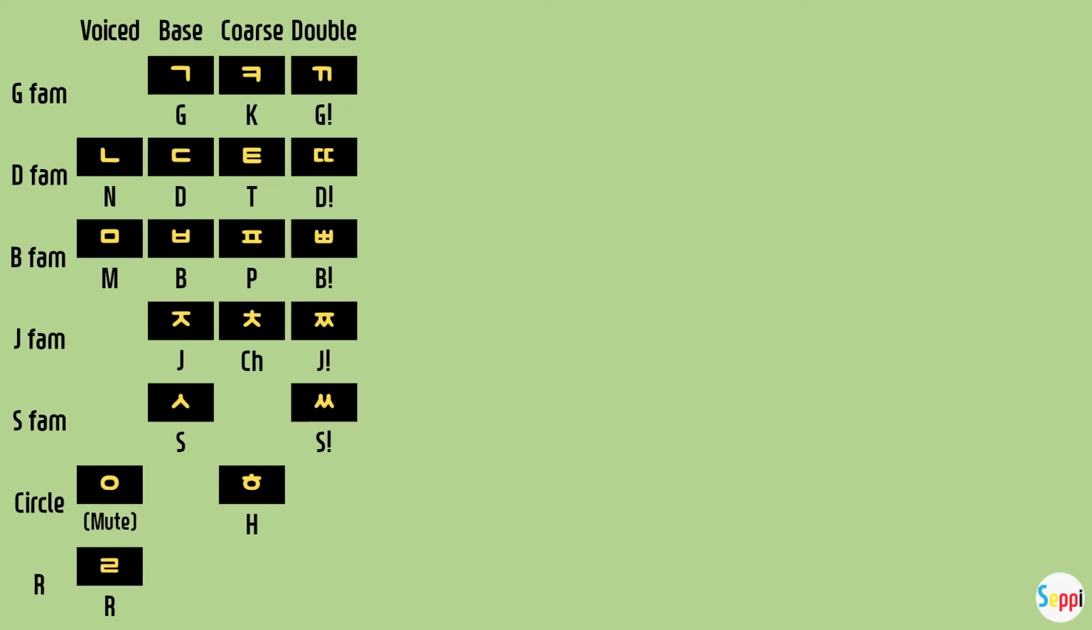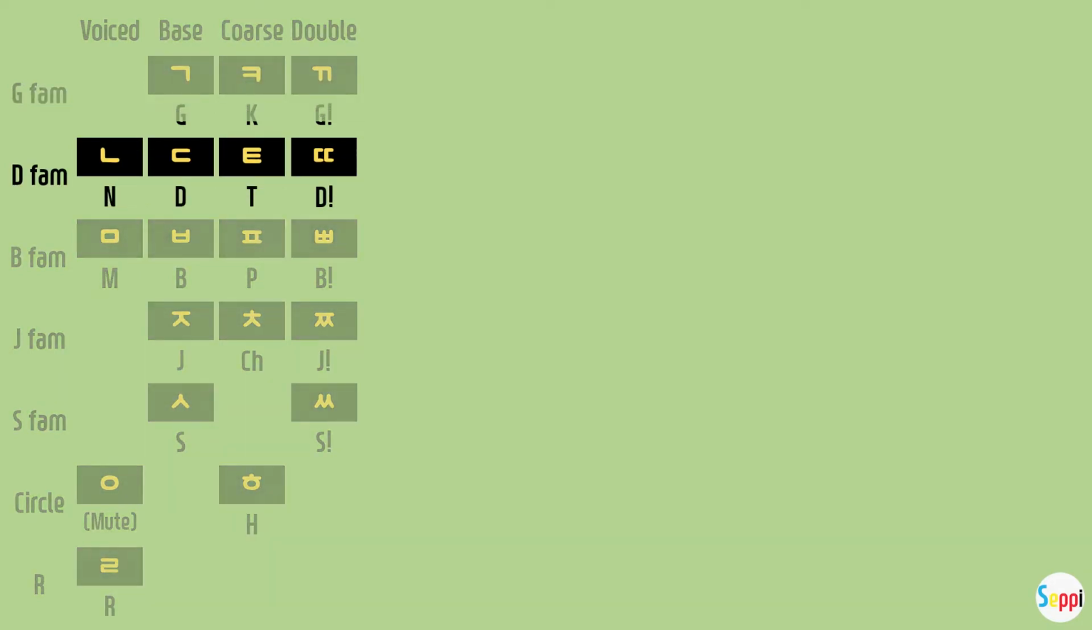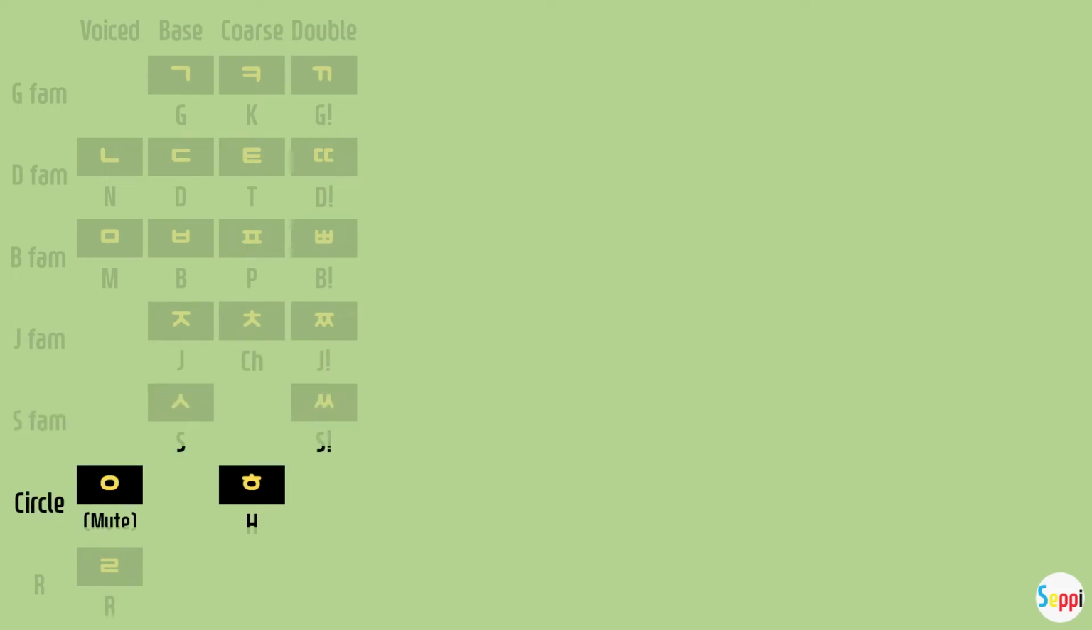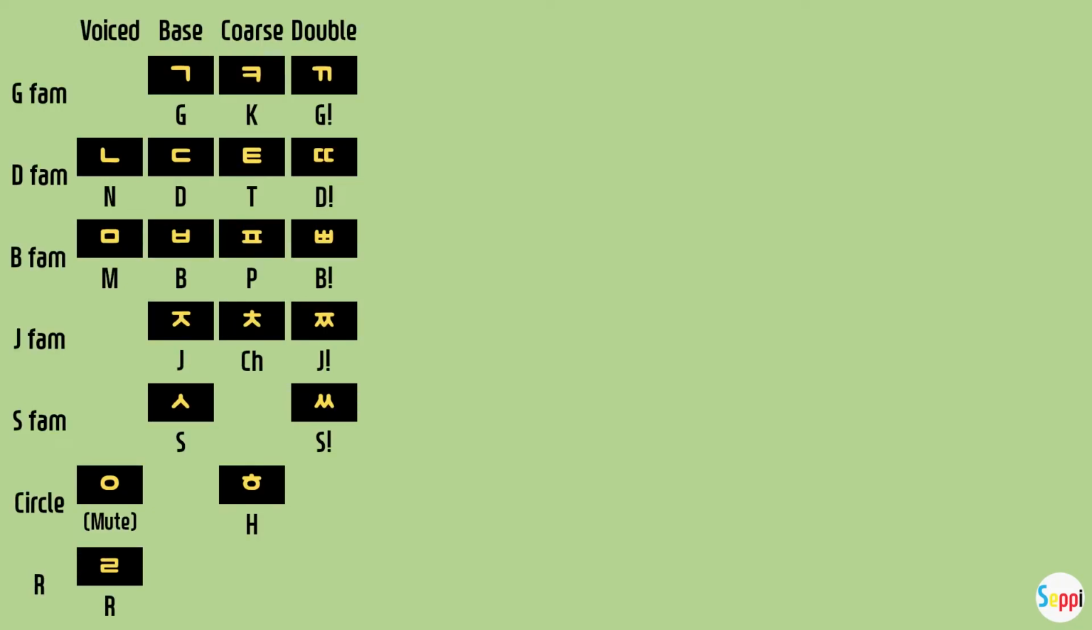I will post an upcoming video for vowels. Up here on the left, we can see the G, D, B, J, S families and circle and R. As you can see here, they are families occupying each row in the table where the composing members are aligned together according to their lineage relationship.